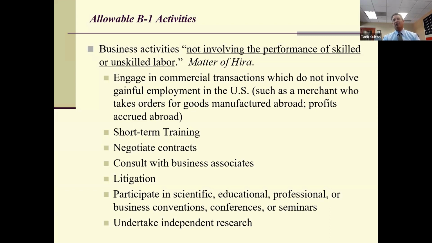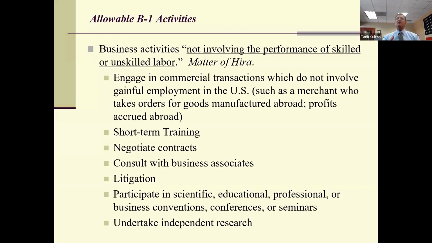What happened in Matter of Hira is it was, I believe, an Italian tailor, business tailor, who came to the United States, and he was taking orders for bespoke suits that he was going to make back home in Italy. And so he would come in, he would meet with the clients, he would have them sign their contract to make their bespoke suit, he would measure them, and then he would return to Italy to make their suit and then ship it.